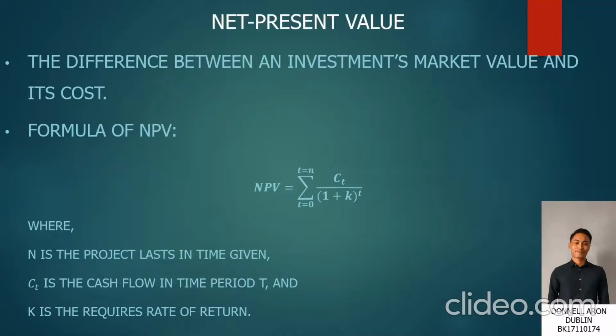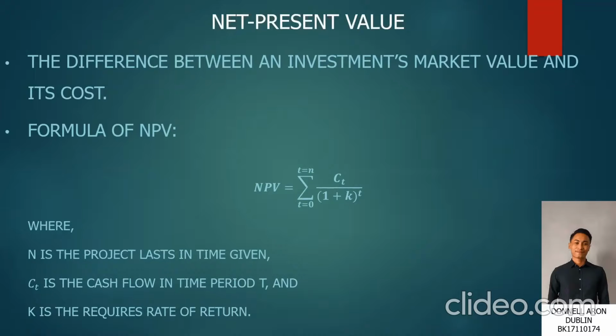Hello, my name is Daniel Aaron Dublin, and I'm going to present on the net present value method, which is known as the NPV, in capital budgeting. Basically, the NPV is the difference between an investment's market value and its cost. In other words, NPV is a measure of how much value is created or added today by undertaking an investment, which will determine whether or not the project is an acceptable investment.